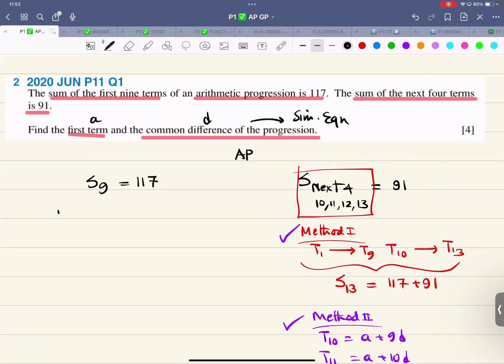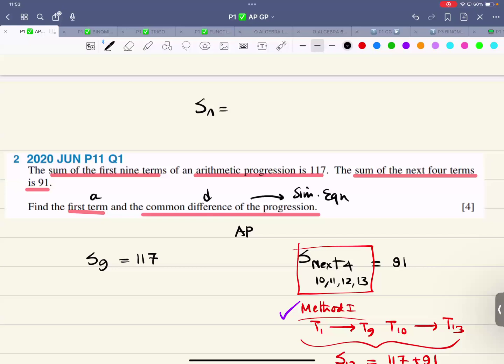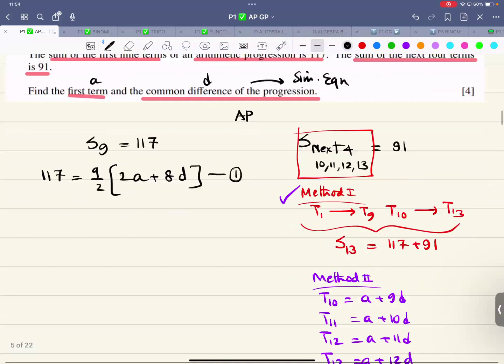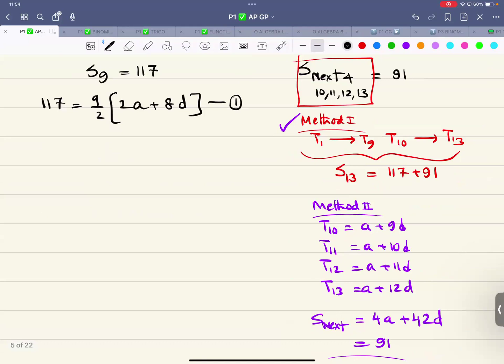Even before that, let me write the official formula. That is Sn is n divided by 2, into 2a plus n minus 1 into d. So this is 117 equals 9 divided by 2 into 2a plus 9 minus 1, which is 8d. This is equation 1. And over here, I already have the other equation, the purple equation, that is 4a plus 42d is 91. That is equation 2. We solve simultaneously.